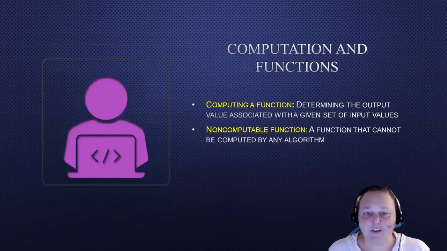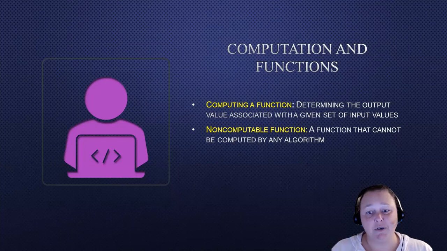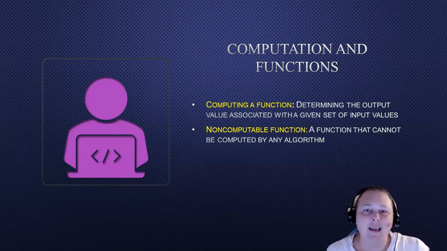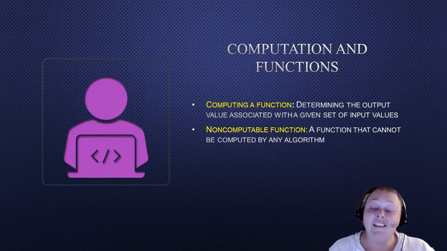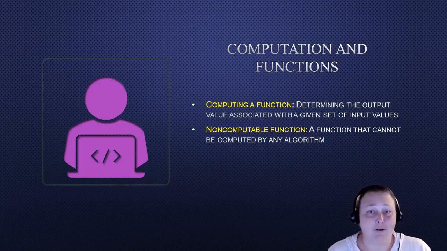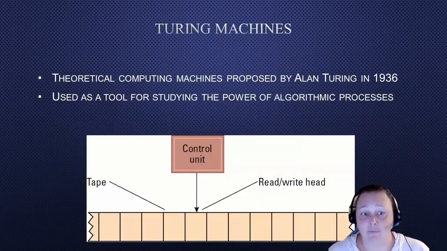Now, computation in functions. Computing a function determines the output value associated with a given input, given some type of equation or a set of input values. Basically, we are calculating what that corresponding output is for a given input, with some logic in there. A non-computable function is a function that cannot be computed by any algorithm. So if it's an arbitrary random number, or if for some reason it can't be computed by an algorithm, then we call that non-computable.